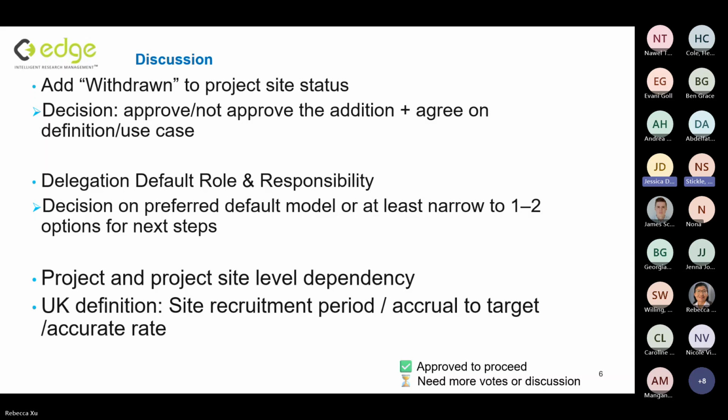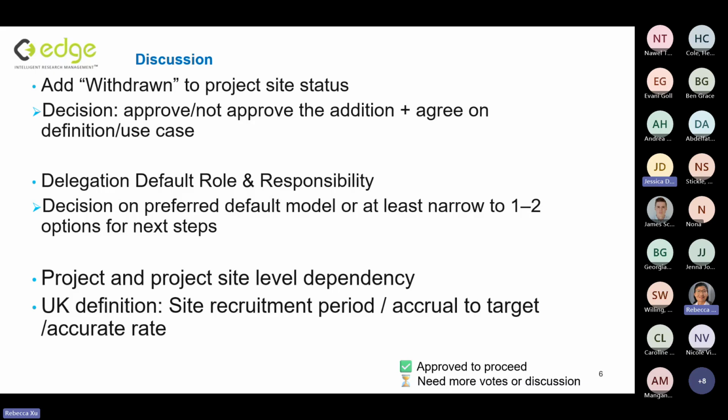Yes, the project and project site level dependency only refers to the fact that we think the project site should not be able to be open unless the project is open. No further dependency than that. We don't want to not allow anything else beyond that. Just that the project site shouldn't be able to open unless the project is open.